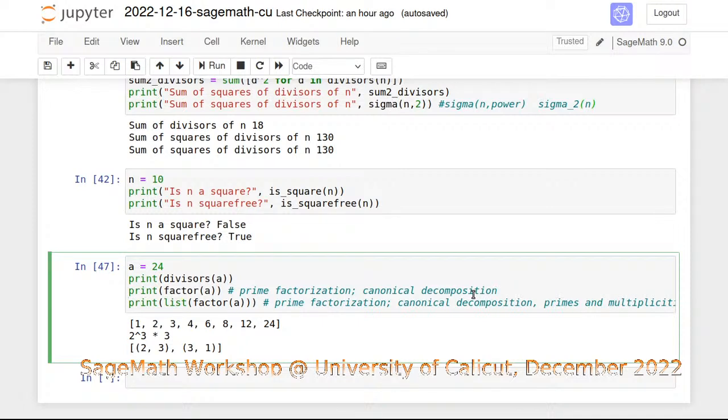But if you want to list all possible products, such as 24 equal to 2 into 12, then 3 into 8, and then 4 into 6, then you may have to write your own code other than prime factorization. There is no other way. There is no built-in function for this, it seems.